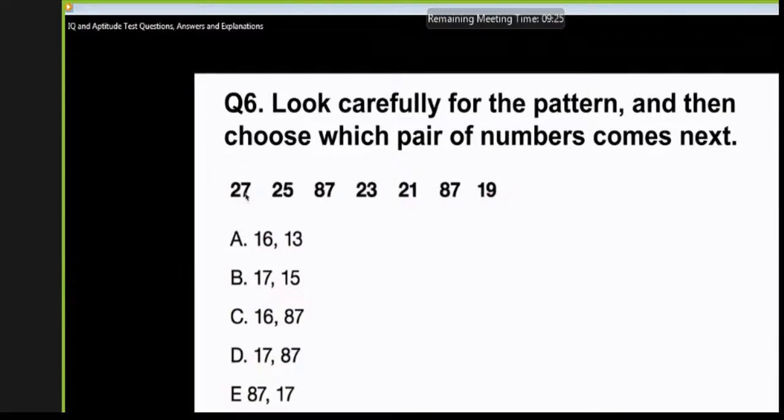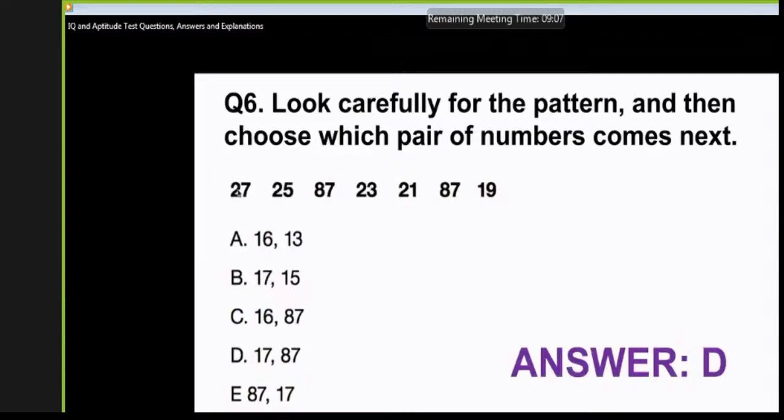Forget the 87s for a second. 27, 25, 23, 21, 19. So that tells me that probably 17 comes next, and then 87, because that would be another third number. And there's the option there. So the answer is D in my view, 17 and 87.